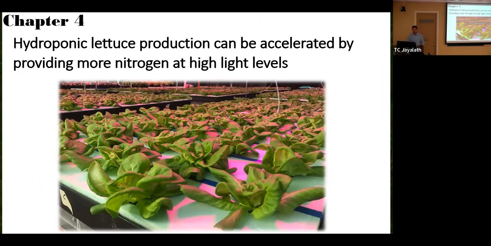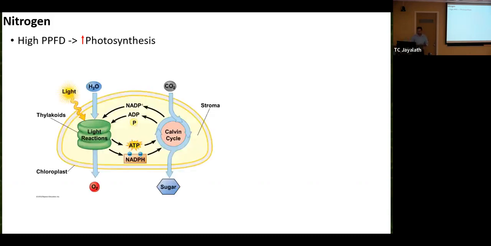Hydroponic lettuce production can be accelerated by providing more nitrogen at high light levels. Growers try to put more light on their plants because they can sell their plants quicker than without high light levels. So providing more light is important for them. But what about nitrogen? Higher light levels increase photosynthesis, so those plants need more nitrogen as well. What is the importance of providing more nitrogen?